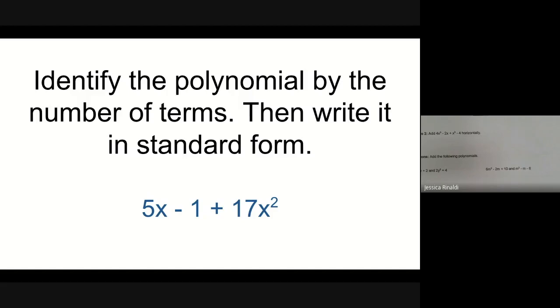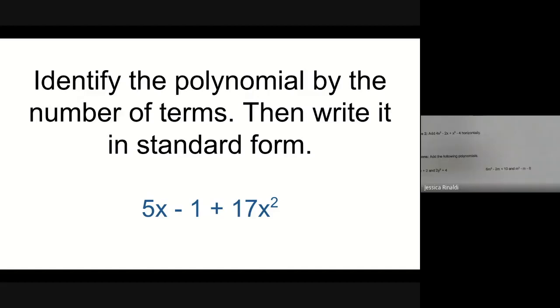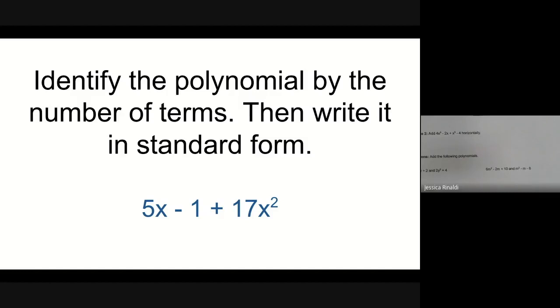17x to the second. Yes, Drew. 17x to the second power. 17x squared would come first. Then what? 5x. Good, Lily. Good, Sarah. And last, we would do the -1. So our final answer in standard form would be 17x squared plus 5x minus 1. Okay? That is what we did yesterday.